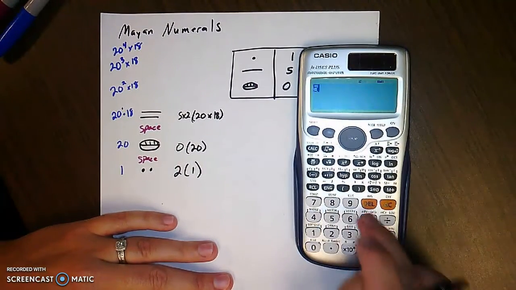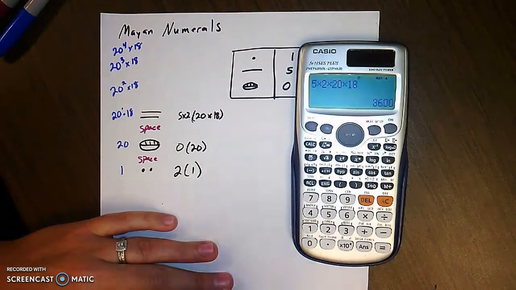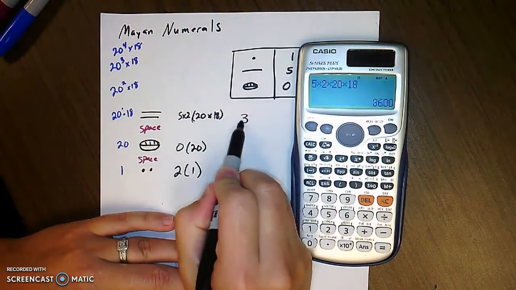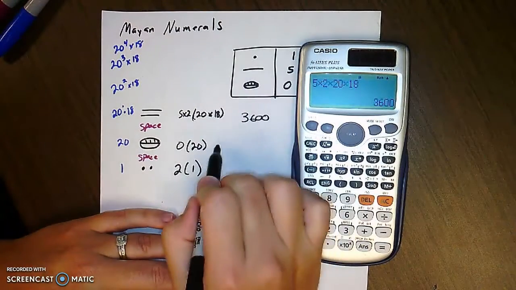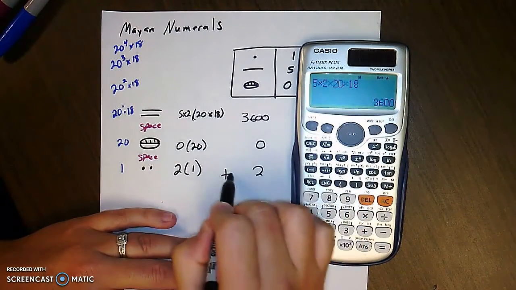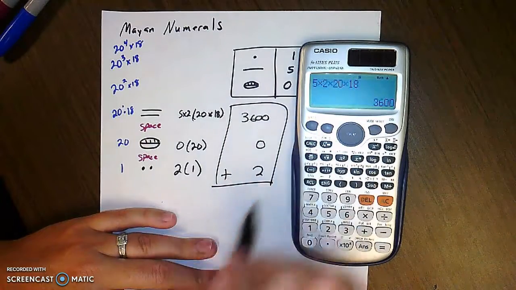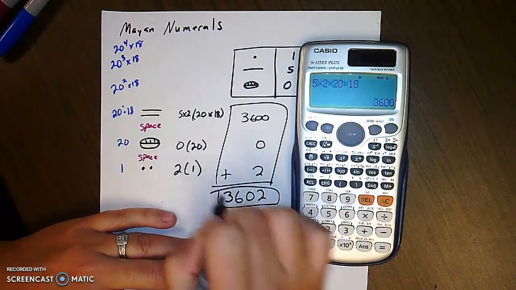We're going to have to do 5 times 2 times 20 times 18, and we get a 3,600. When we do 0 times 20, that's 0, and 2 times 1 is 2. So we add up these numbers, and we get 3,602 as our final answer.